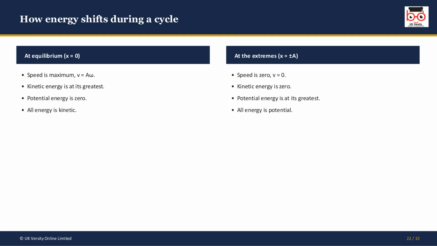It helps to picture the energy at the two ends of the motion. At equilibrium, where the displacement is zero, the speed is at its maximum of A times omega, so the kinetic energy is greatest and the potential energy is zero. All the energy is kinetic. At the extremes, where the displacement equals the amplitude, the speed drops to zero, so the kinetic energy is zero, and the potential energy is at its greatest. All the energy is potential. The oscillation is just a continual trade between those two.